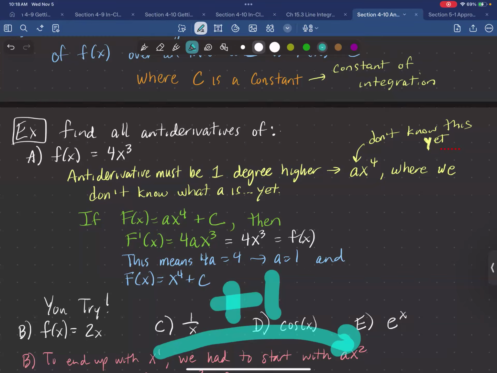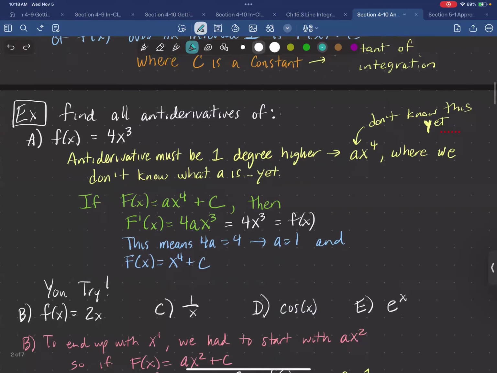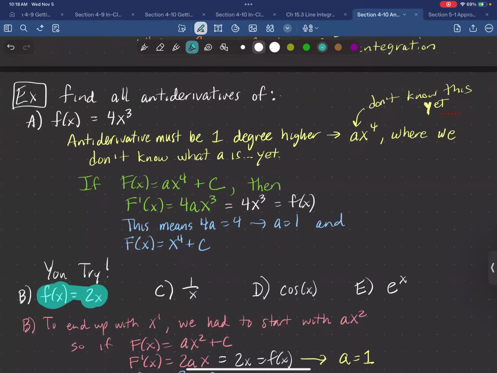Okay? You'll notice that's been a regular trend. I did this here. The power went up by 1. Okay, and so at this point, we're going to say f of x equals ax squared plus c. Then we'll take the derivative of it, and we get 2ax equals 2x, because the derivative of big F should be little f. And so we're going to match that 2x with this 2ax, and we'll see a equals 1.